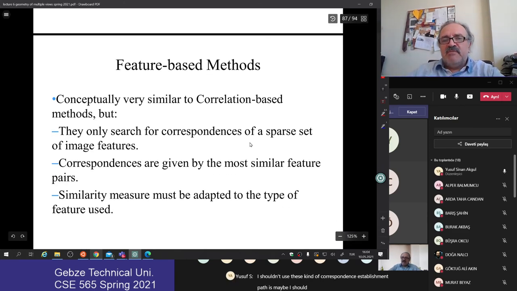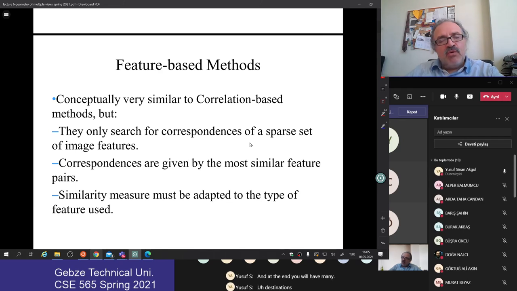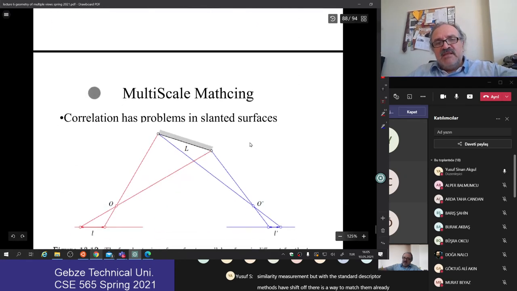Maybe I should switch to feature-based correspondence methods, which are the correspondence establishment methods that we have used in our homography example, stitching example. Run SIFT or SURF or ORB on left and right image. That will produce lots of features, and you just match those features, and at the end you will have many depth estimations for the image, but not all the points, only some of them. These are called feature-based methods. So you extract features and you match the features. How do you match the features? There must be a similarity measurement. But with the standard descriptor methods, SIFT or SURF, there is a way to match them already, right?